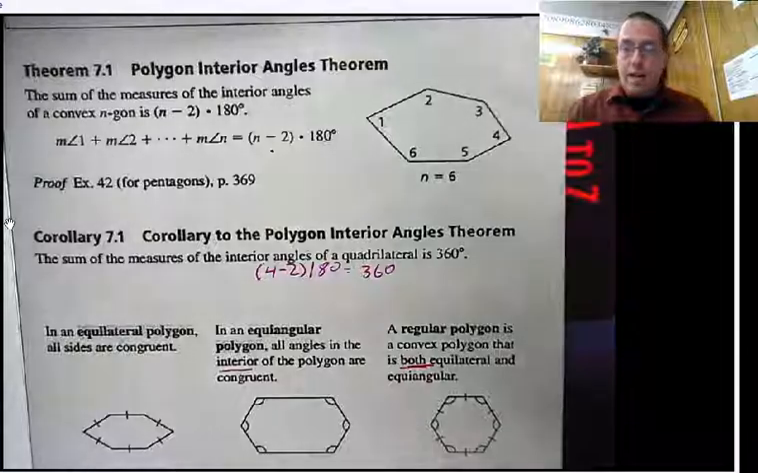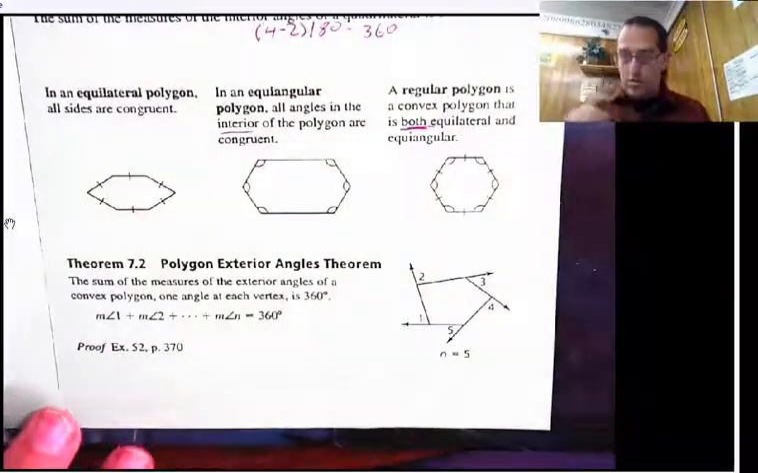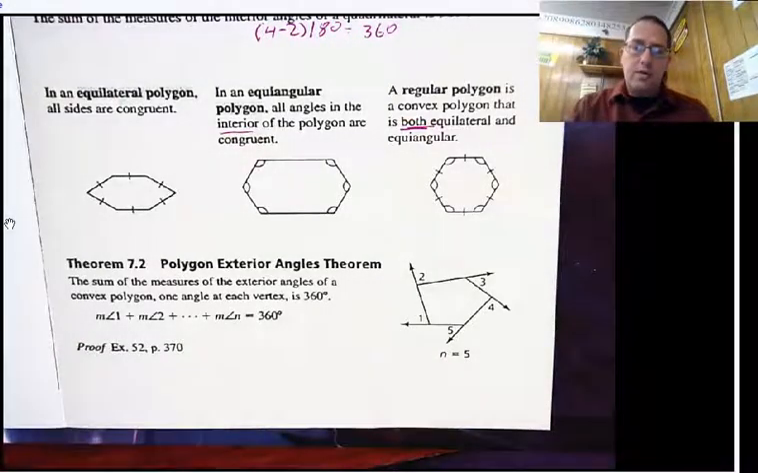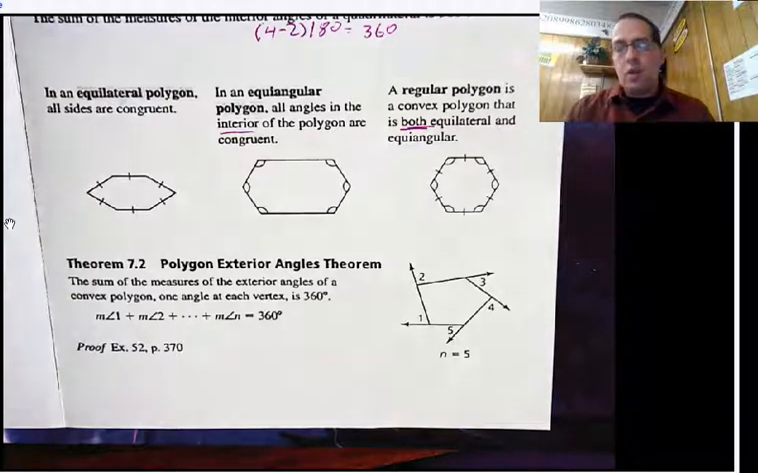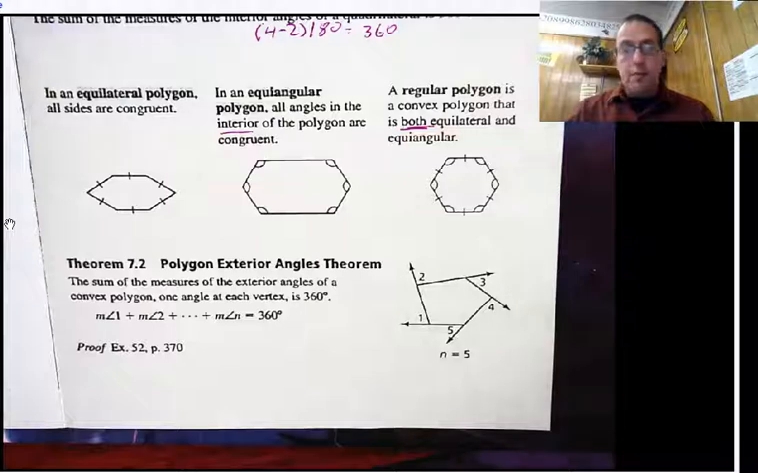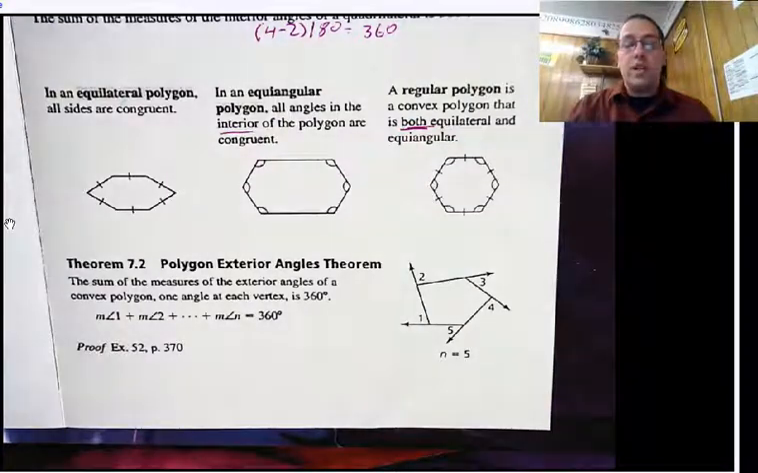All right. Exterior angles, however, has to be convex. If it is a concave polygon, it will not work. And we saw that on there too. But for a convex polygon, the exterior angles are always going to add up to 360 degrees every single time.